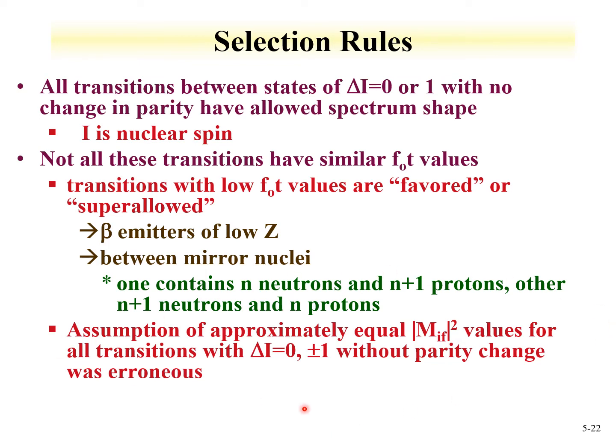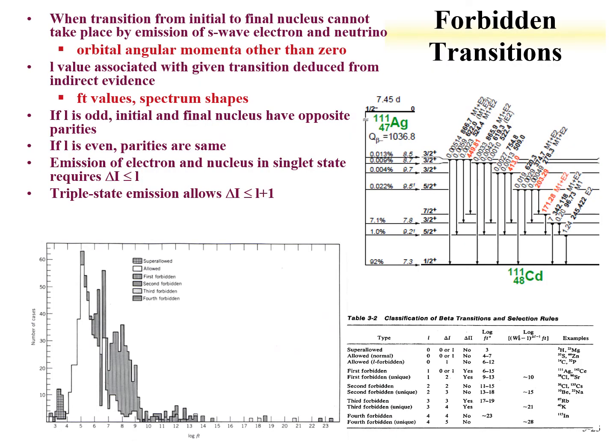These assumptions, when we go back to the model, assume approximately equal matrix element values for all transitions without parity change. This is not particularly true. The matrix element can change, so this is why we get some of these forbidden transitions. When a transition from initial to final state cannot take place through this S-wave transition, we get orbital angular momenta other than 0. So these L values are going to be associated with a given transition. So they're going to be first forbidden, second forbidden, third forbidden, fourth forbidden type of transitions.